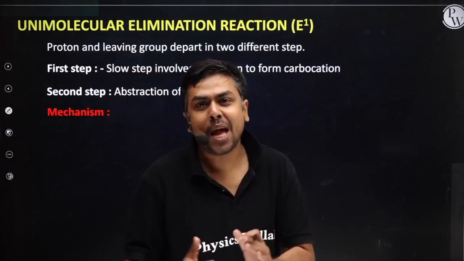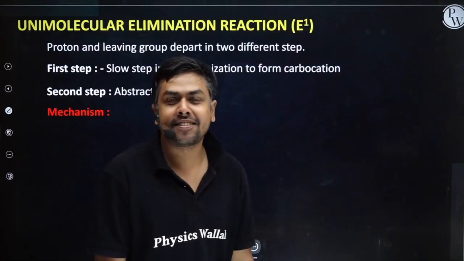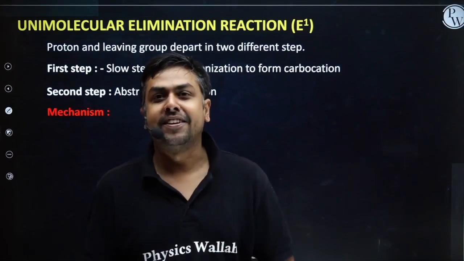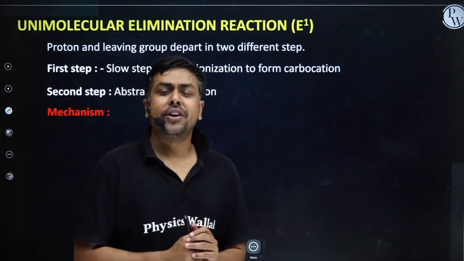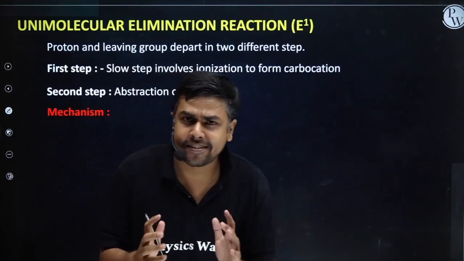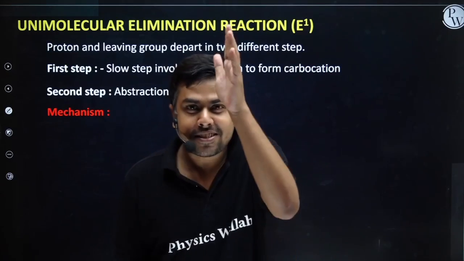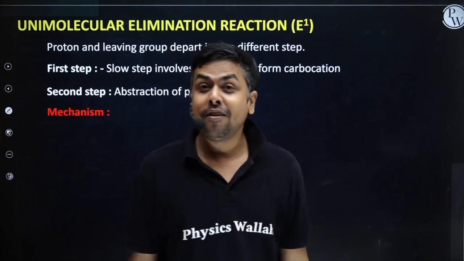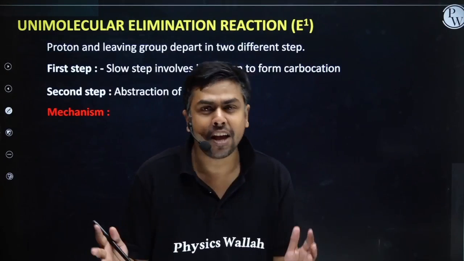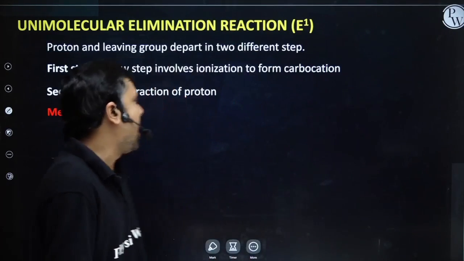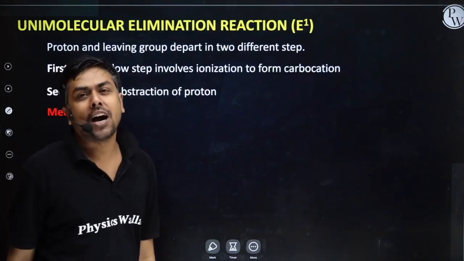Moving ahead, the next type of elimination reaction that we have to study is there on the screen, and it's the unimolecular elimination reaction. That's the E1 reaction. If I talk about the mechanism of this particular reaction, it's similar to that of the SN1 reaction. In the SN1 reaction, what was the first step? The first step was ionization of alkyl halide, right? And the formation of carbocation. Here also, in the first step, I will have the ionization of alkyl halide and the formation of carbocation.